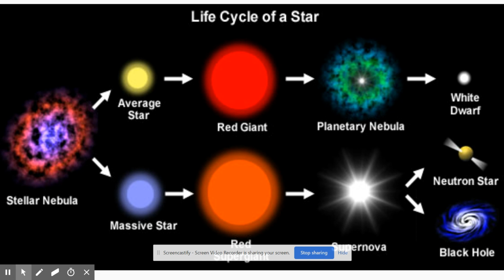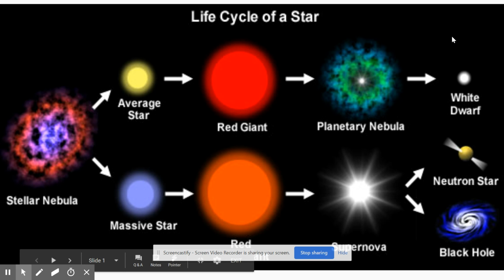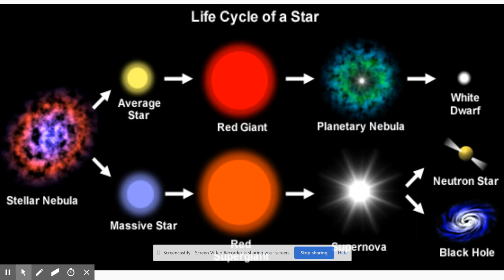So an average size star like our sun is going to become a red giant, then it'll become a planetary nebula, and then a white dwarf. A massive star is going to become a red supergiant, a supernova, and then a black hole or a neutron star. These processes take hundreds to millions of years to happen. So it's not something that happens really quick, but the stars have a life cycle just how humans have a life cycle.